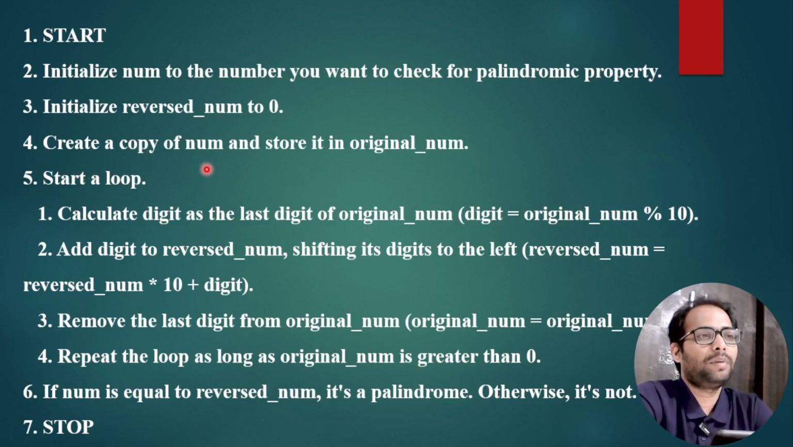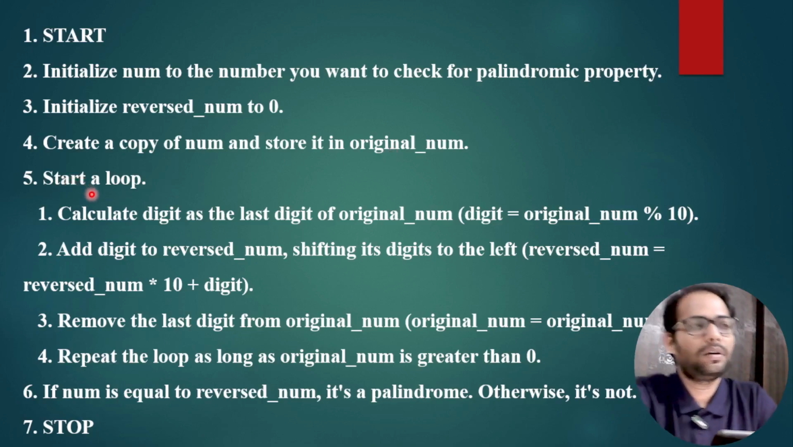Then create a copy of the number and store it in the original number. This step is required because while calculating, I am going to change the number. The original value I am going to change inside the program. So I'll store the original number in some other variable, and at last we'll check with that. Next we'll start a loop here.